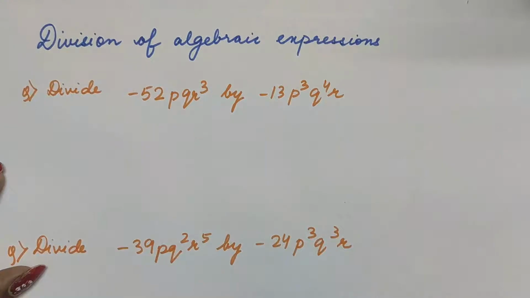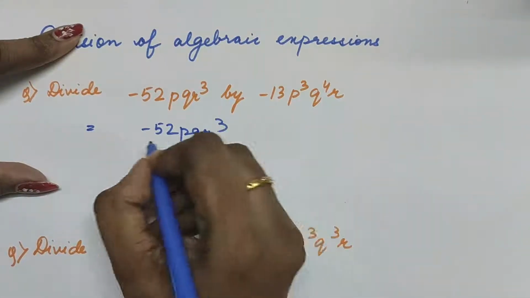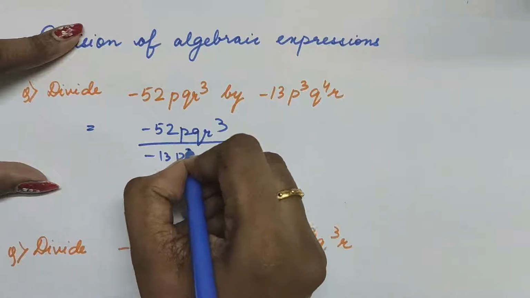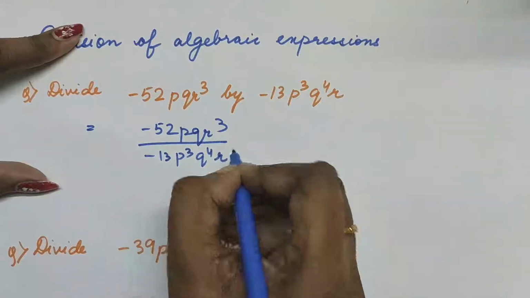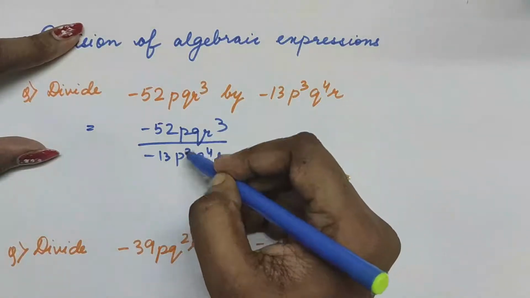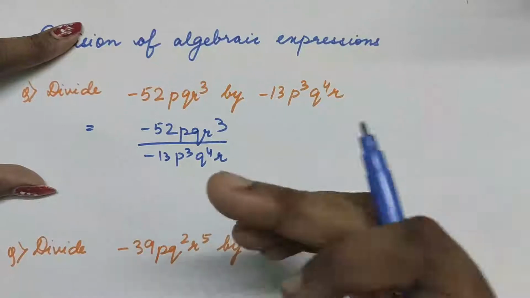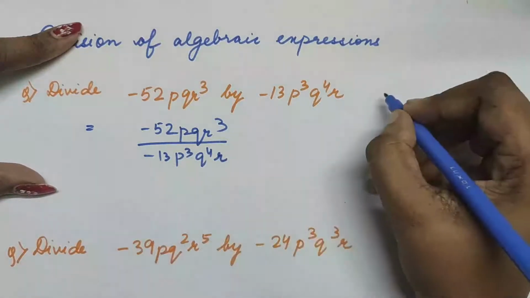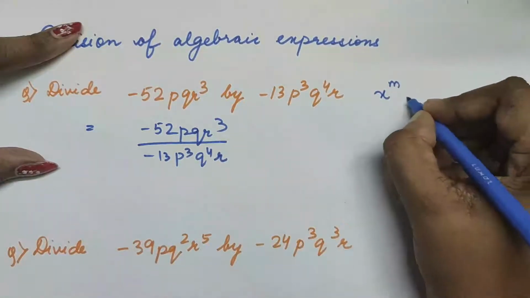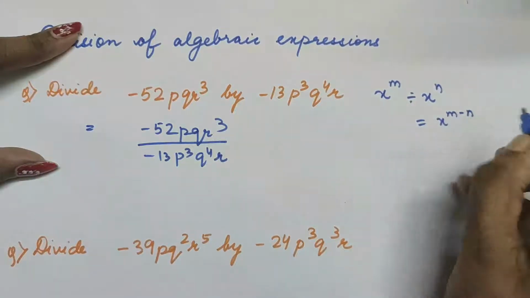So I have taken two monomial terms. So what are you going to do when you are going to divide them? Just write it in the form of division, one below the other. Now you have learned the laws of exponent, and you know when the powers are there in division and the same bases are there, we subtract the power. You remember that x power m divided by x power n results in x m minus n.